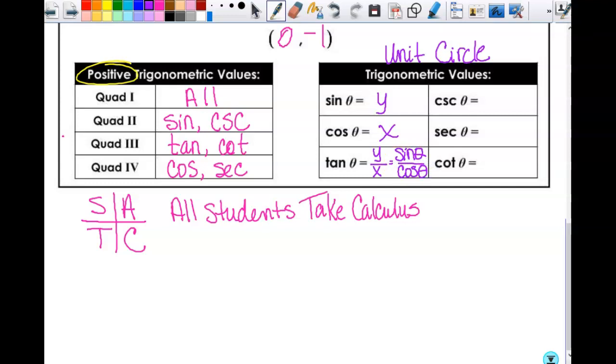So cosecant is what? What would I represent that? 1 over y. So reciprocal of sine. And secant would be 1 over x. What would cotangent be? X over y, or cosine over sine. Everybody good with all that? What are we not good with? We're good. Okay.